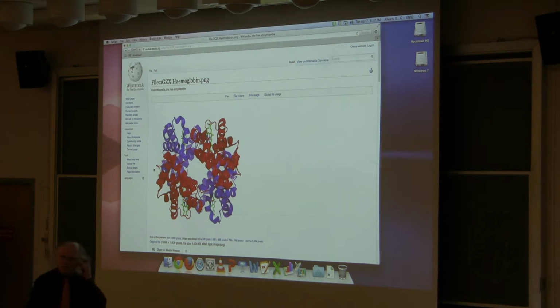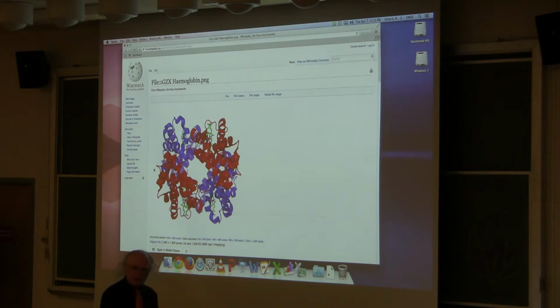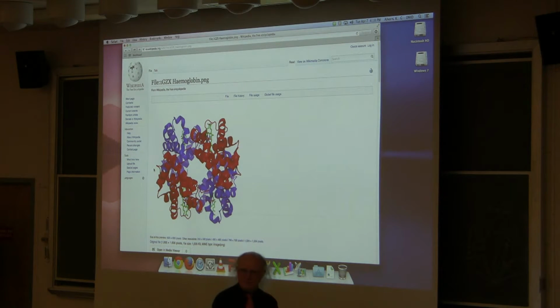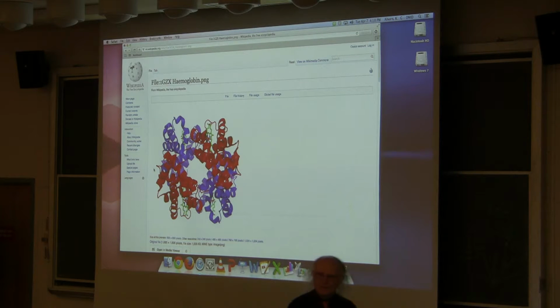Moreover, the alphas and the betas are very similar to myoglobin. So all of these guys are related to each other. That's why we call them globins. Myoglobin, hemoglobin. And the globin refers to the protein part of these things.